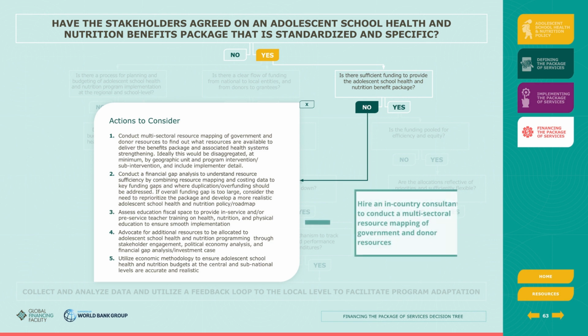To complete this task, you hire an in-country consultant to conduct a multi-sectoral resource mapping of government and donor resources to find out what resources are available to deliver the benefits package and associated health systems strengthening. Ideally, this would be disaggregated, at minimum, by geographic unit and program intervention/sub-intervention, and include implementer detail.